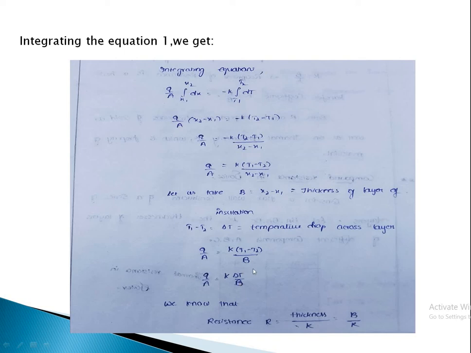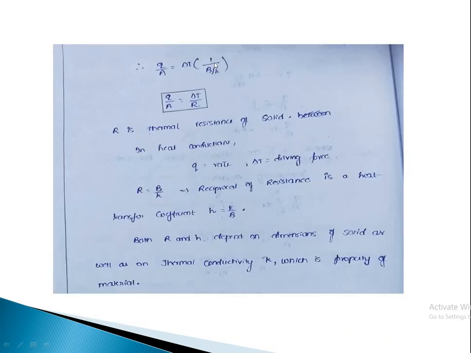From this equation, to derive the final equation, we have to know what resistance is. Resistance in heat transfer is the ratio of thickness to thermal conductivity, which is B by K. So in this equation, we can write delta T by B by K. Here B by K is written as R, which is the thermal resistance.